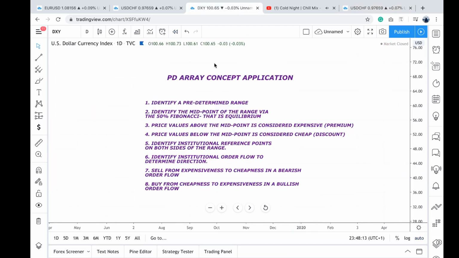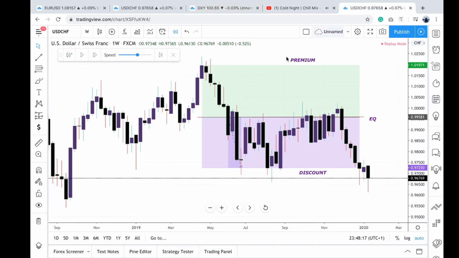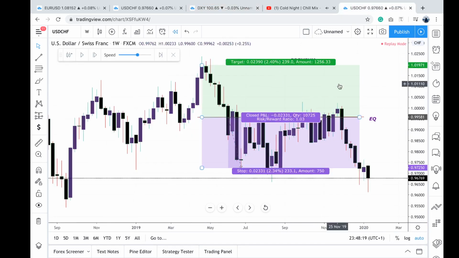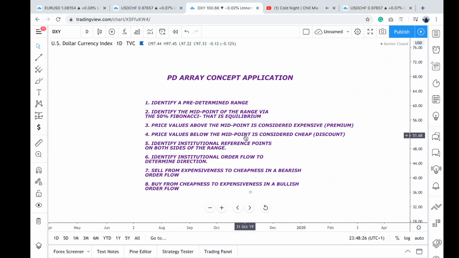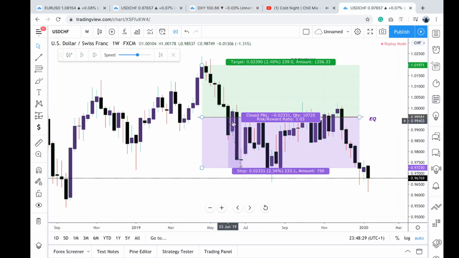Now the next step: price values above the midpoint are considered expensive. So anything in the green zone is expensive. You want to look for sells, and focus more on sells in the green zone. Then price values below the midpoint are considered cheap. Discount. Anything below this midpoint is cheap. So below this midpoint you want to look more for buys than sells.